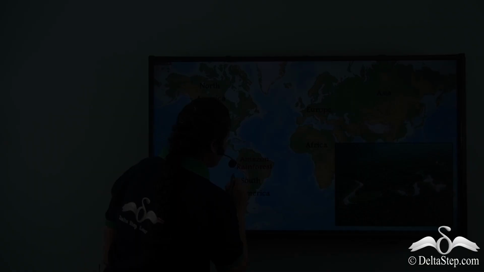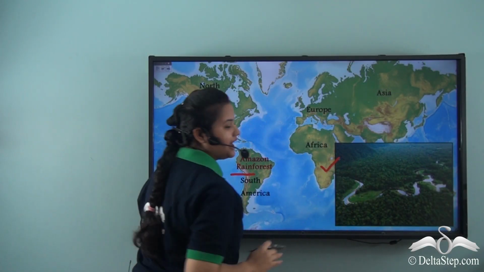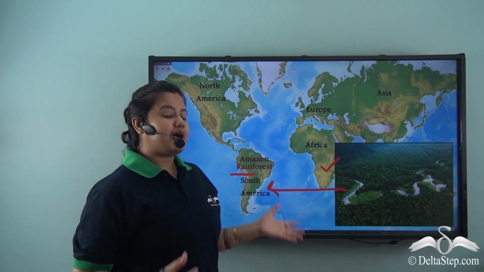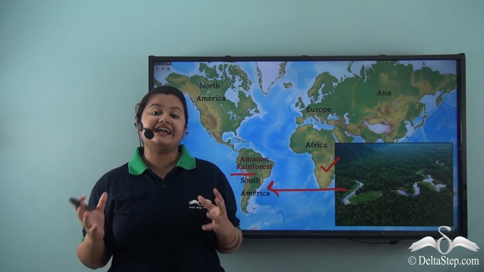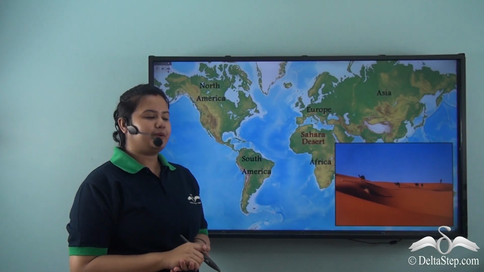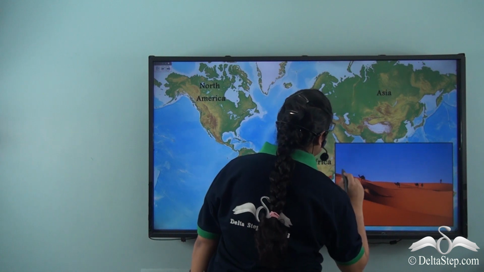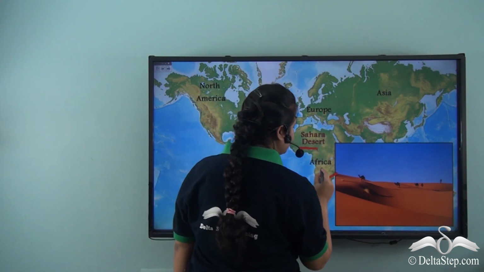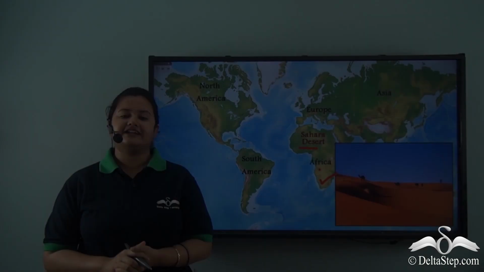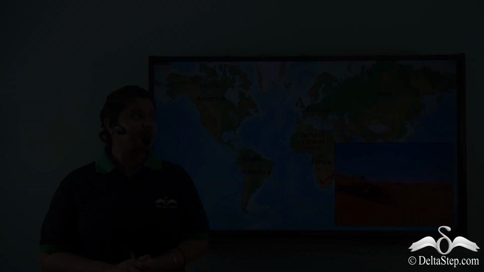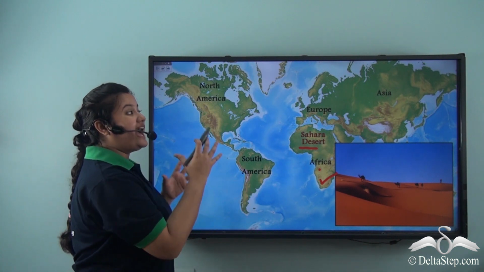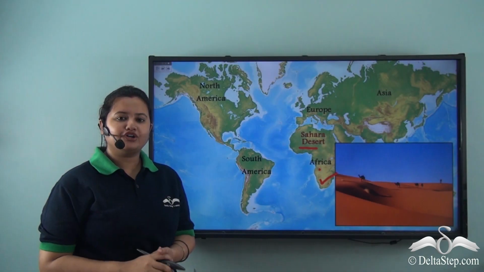Again, here we have the Amazon rainforest. This is the picture of Amazon rainforest. Amazon rainforest is located in South America. Now, Amazon rainforest is a plain which is entirely covered with trees. Now, here we have the picture of Sahara Desert. Sahara Desert is located in Africa. Sahara Desert is a dry and barren land, that is a plain without any vegetation cover. So, we see that different kinds of landforms are present in these continents, and these continents themselves are part of landforms.